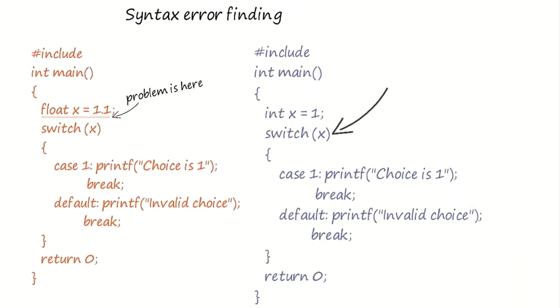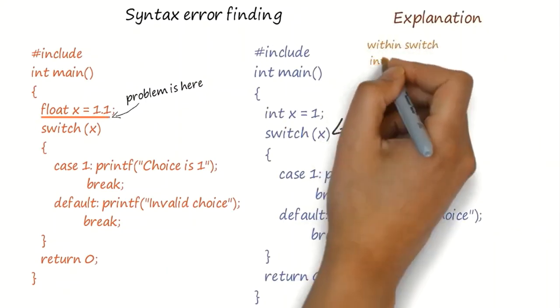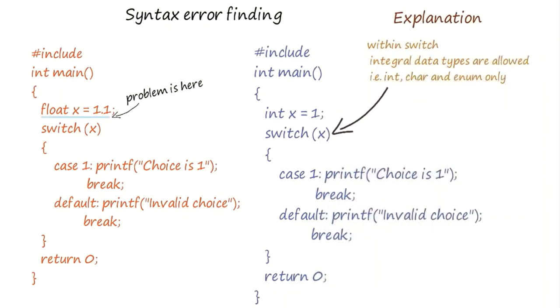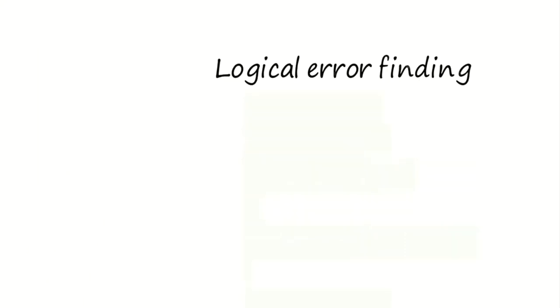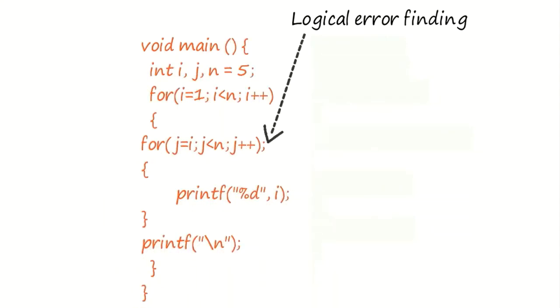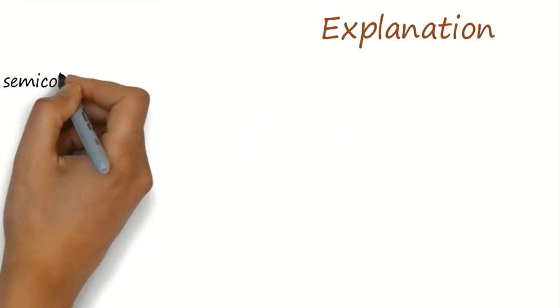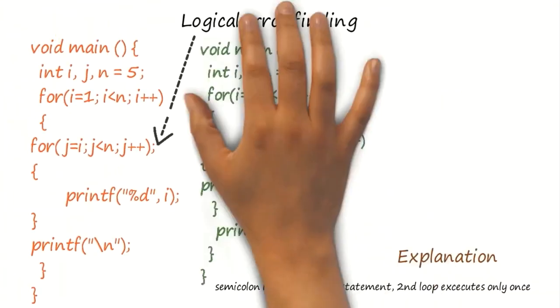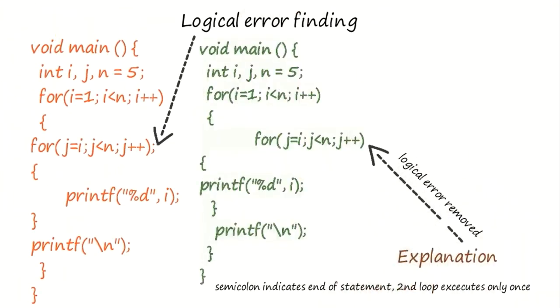Switch only allows integral data types, which indicates signed or unsigned integer values, Boolean values, and characters, which are automatically converted to an integer value by the compiler. You would be asked to find logical error of a code again as a part of Automata fix section. Here is the code. For loop that ends with a semicolon, it means that there is no body of the loop. Here, semicolon indicates end of the statement and the second for loop execute only once. Removing semicolon after for loop will solve the logical error problem of this code.